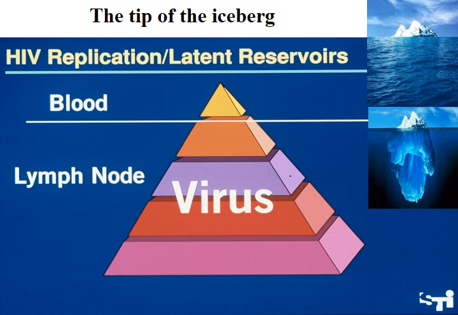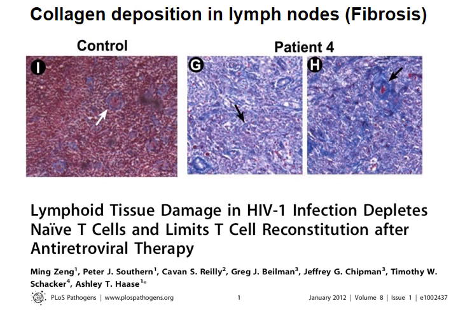But the problem is that we can't reach those. Our ARVs can't get there. And so when we talk a lot about control, there's this worry about these reservoirs, these places where HIV can hide from all our clever drugs.